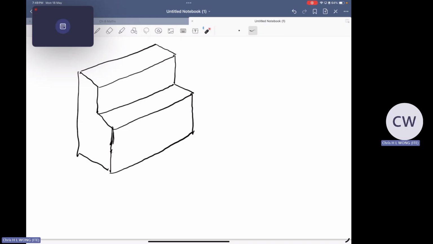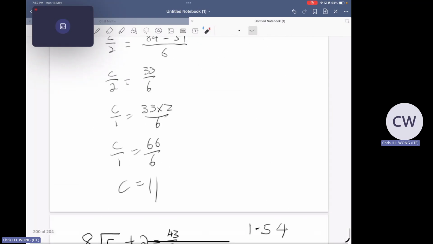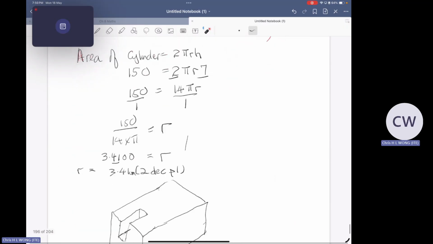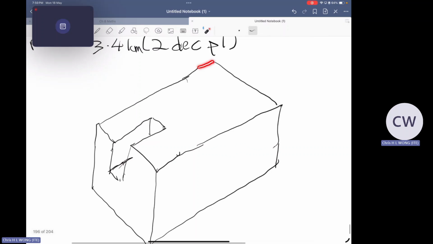Is this a prism? Yes, this is a prism. Okay? And right now, I'll tell you. I think I have it on top. I was doing this with another class. Is this a prism? Is this a prism? Is this a prism?